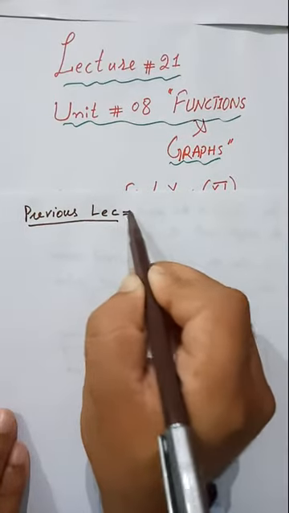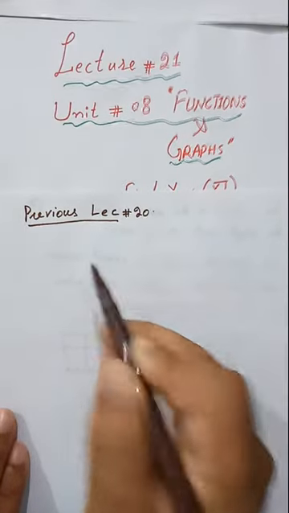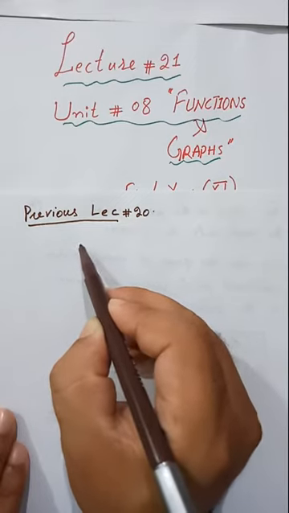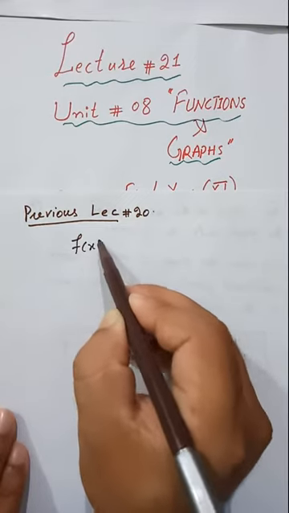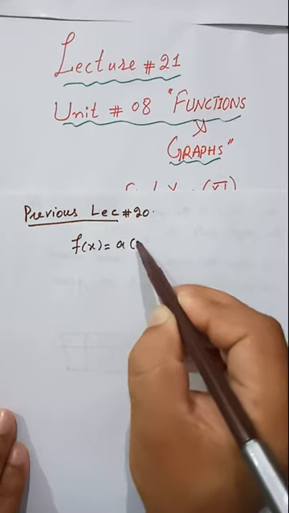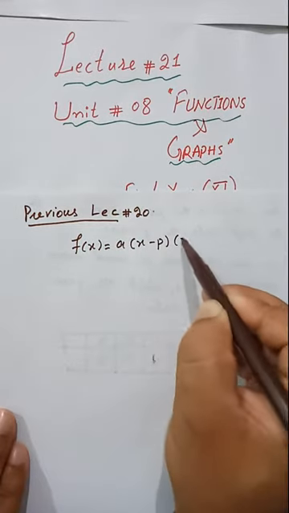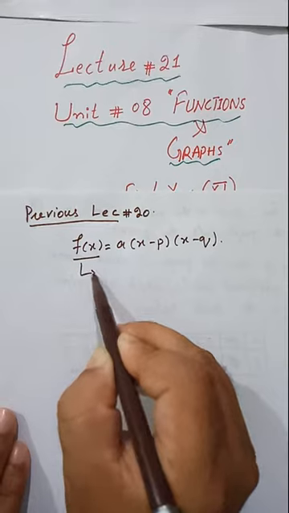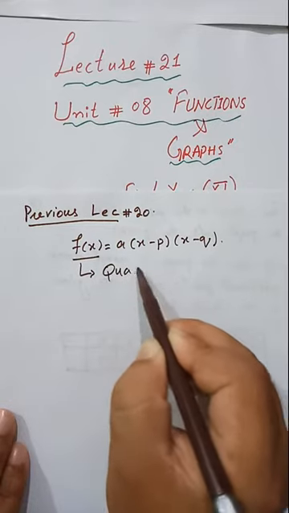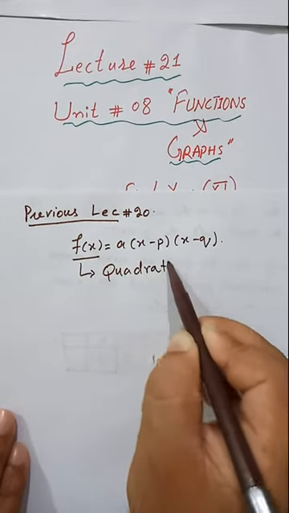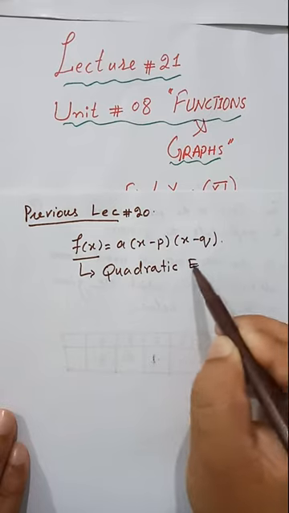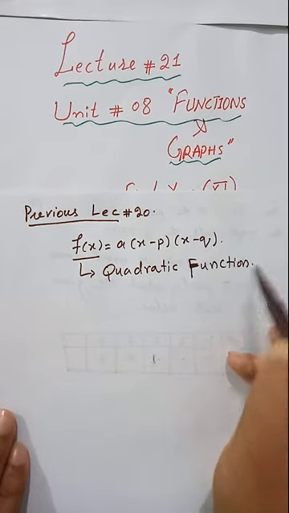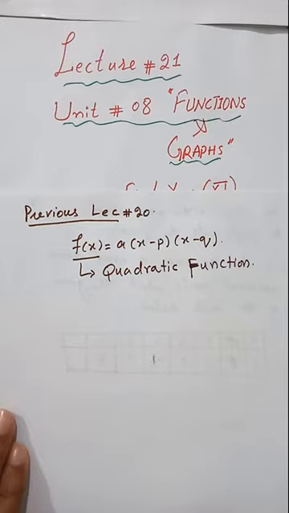This is about the previous video lecture, lecture number 20. In that lecture, the given function is f of x is equal to a times (x minus p)(x minus q). This is the quadratic function which is given in its factorized form. Now, how will you sketch this quadratic function?